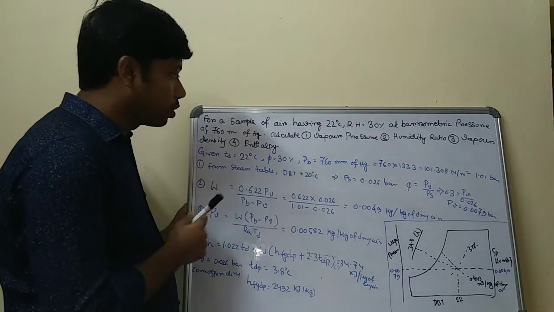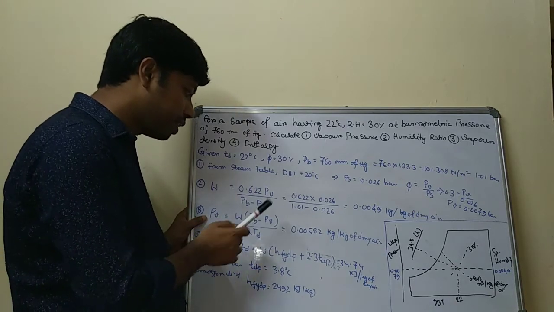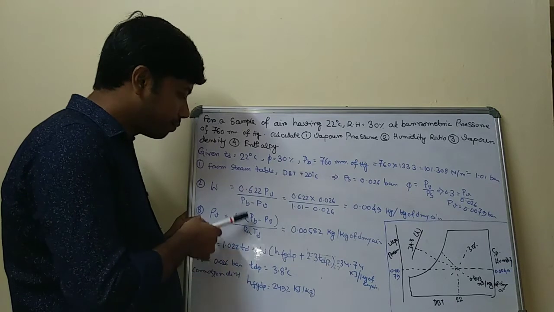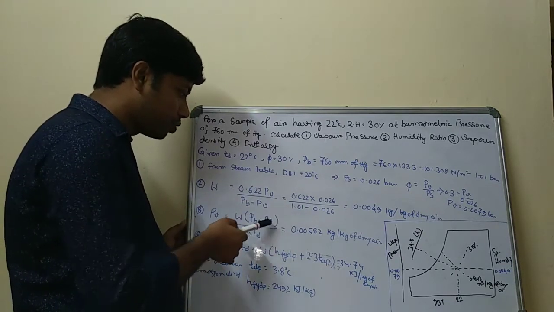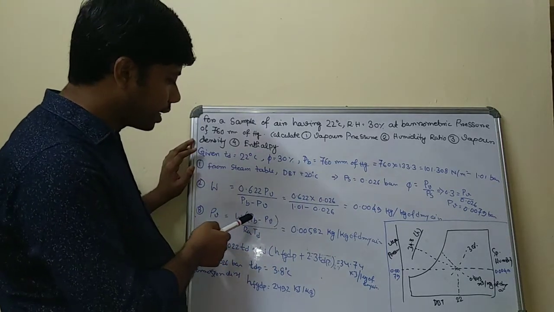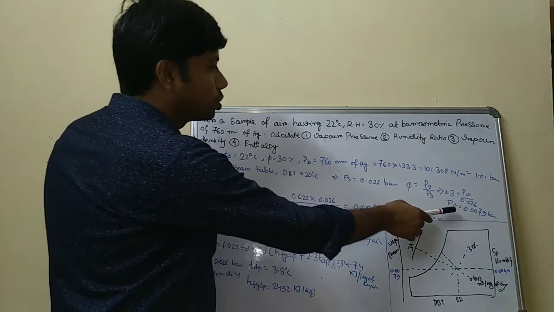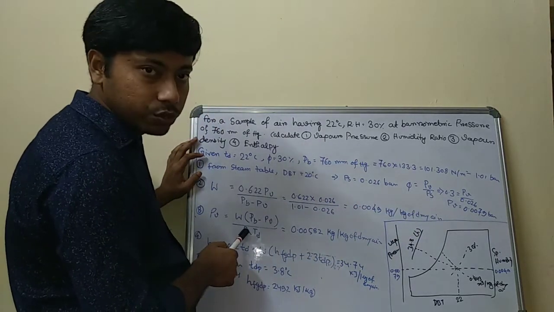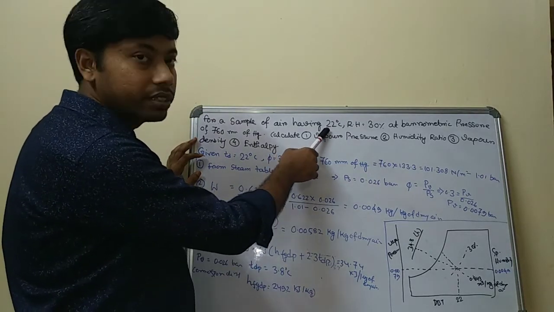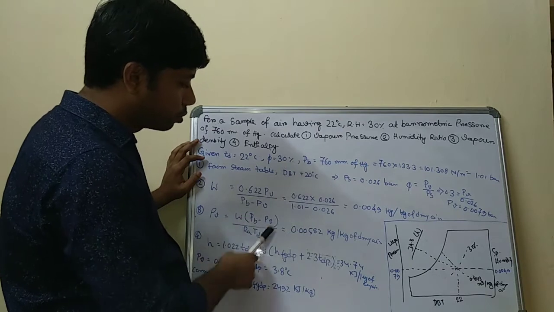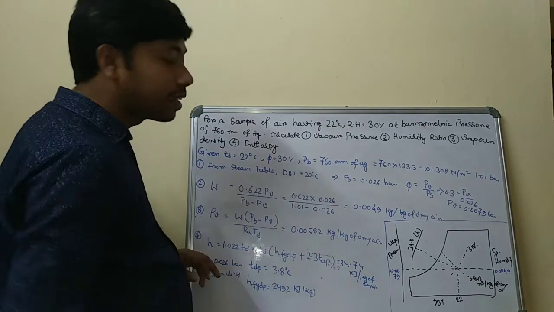The third part of the numerical is the vapor density. You know the vapor density is equal to W into (PB minus PV) divided by R into TD. Here W means specific humidity or humidity ratio, that is 0.0049, PB is 1.01 bar, PV is 0.0079, R is 287, and TD means dry bulb temperature, 273 plus 22. If you put all these values, you can get the result. The last one is enthalpy.